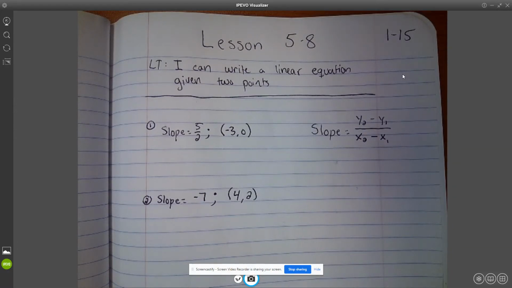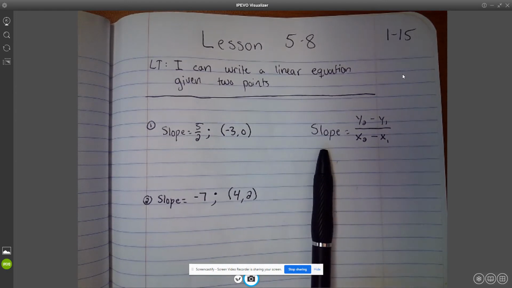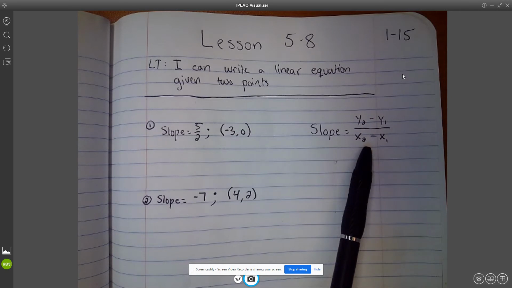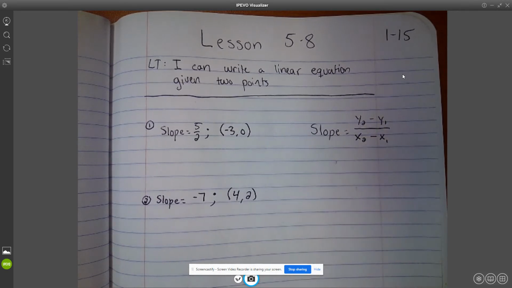Gonna be doing problems 1 through 15. We're going to talk about how I can write a linear equation given 2 points. Stick with me. I'm going to do it a little bit differently than the book. Hopefully you know by now slope is rise over run. You have y2 minus y1 over x2 minus x1 if we need to figure out that slope. Most of the time in this problem, though, they're going to give you the slope.